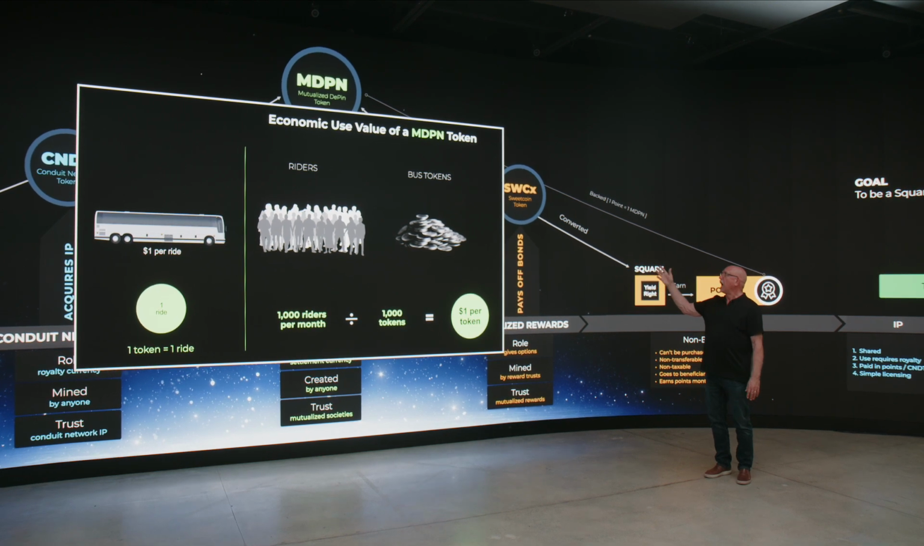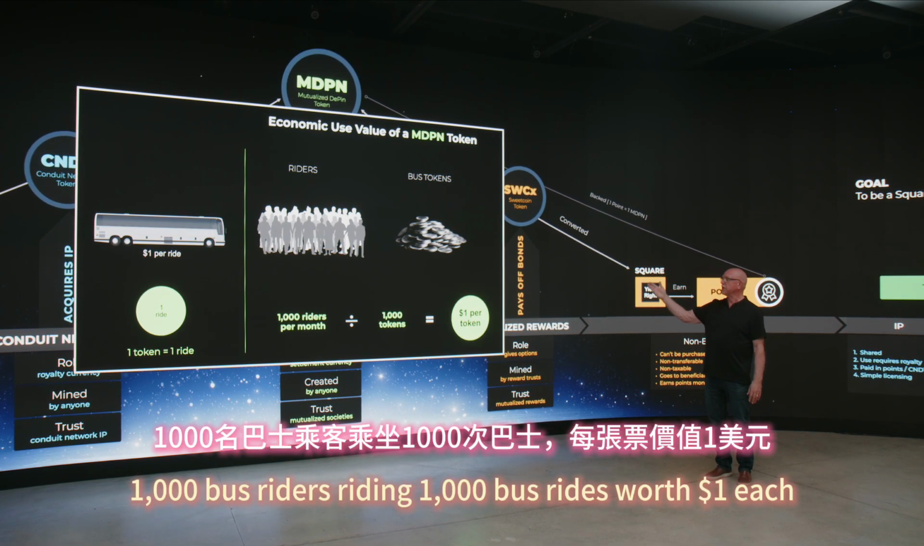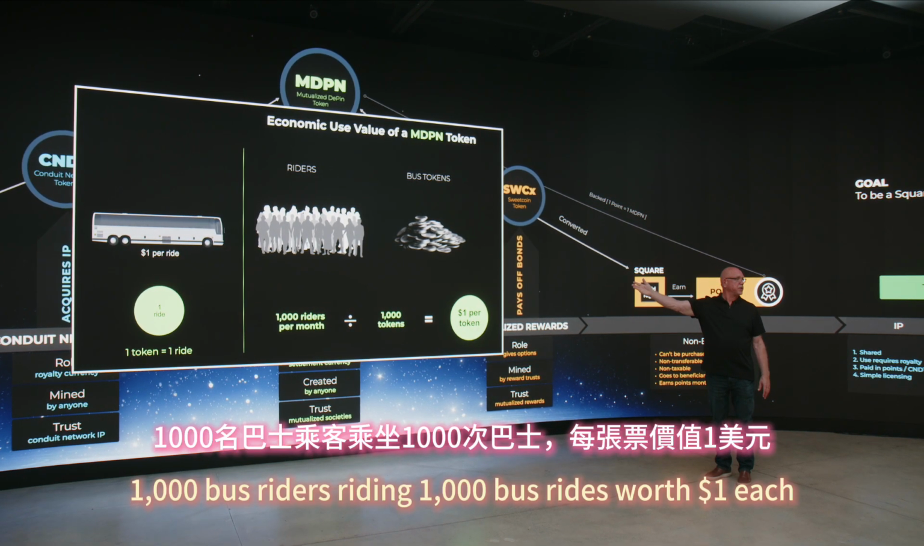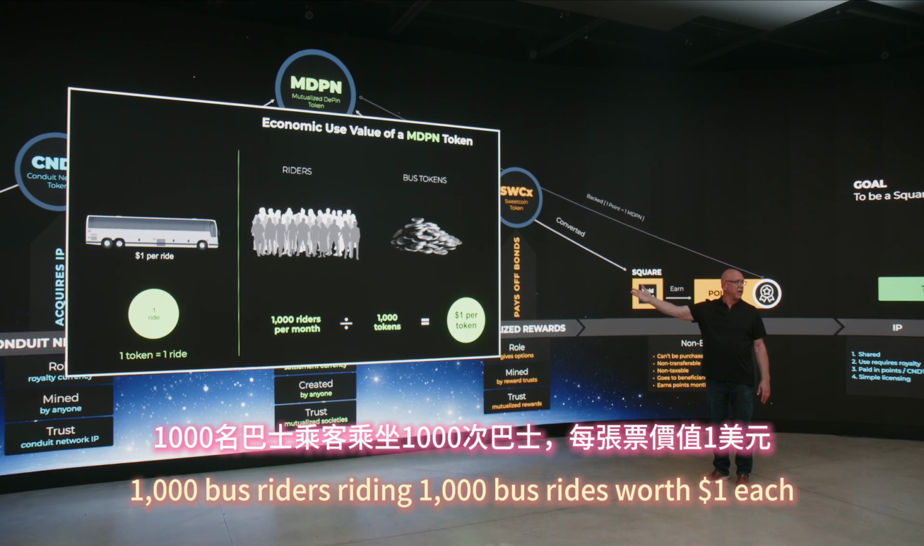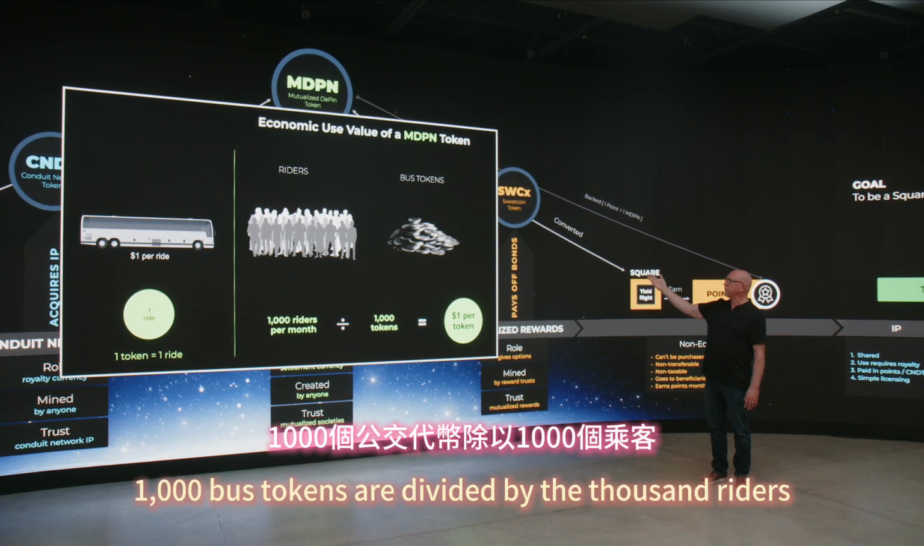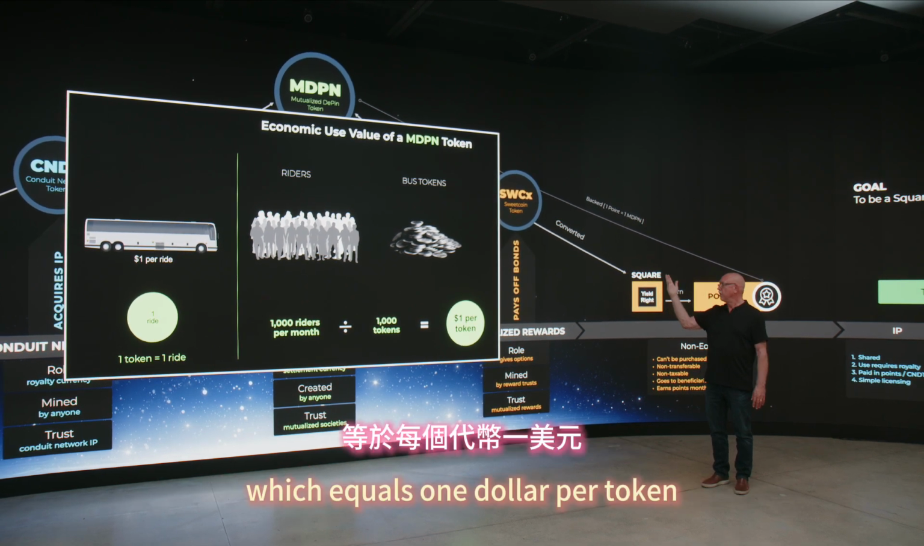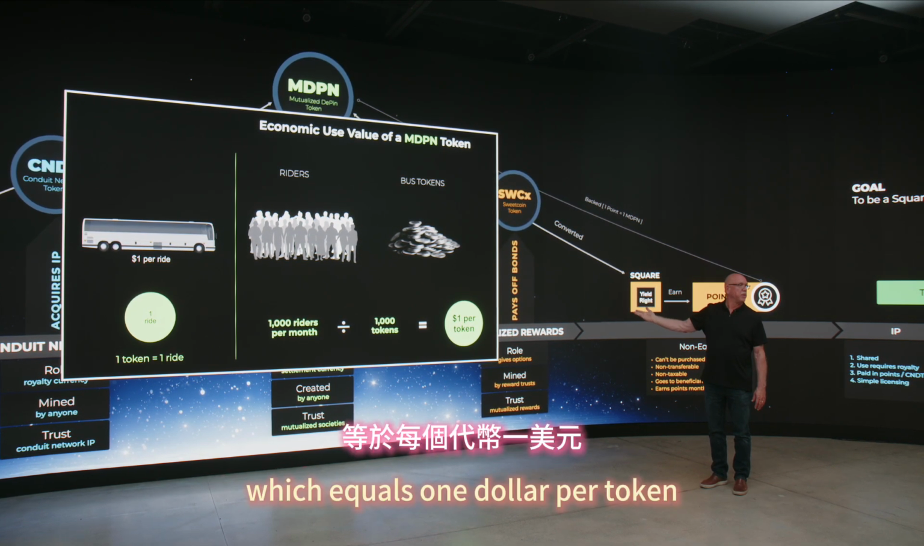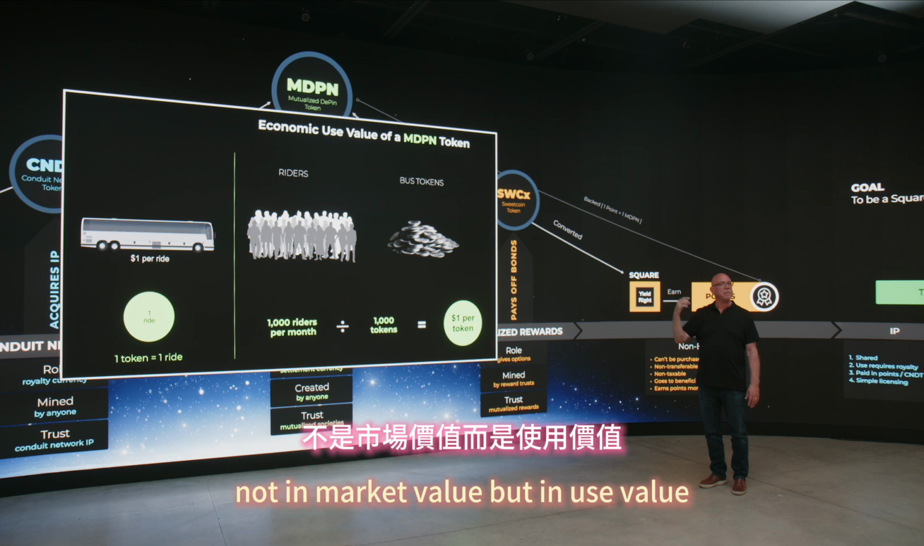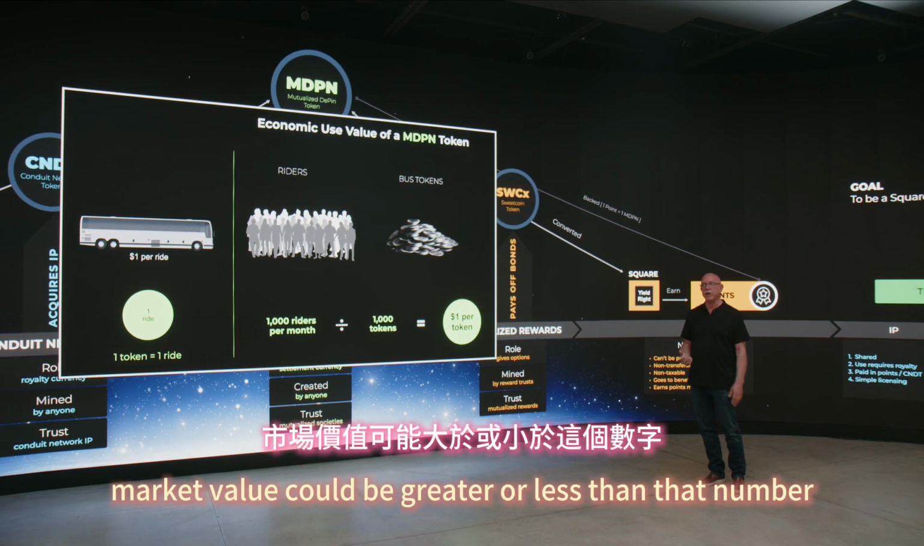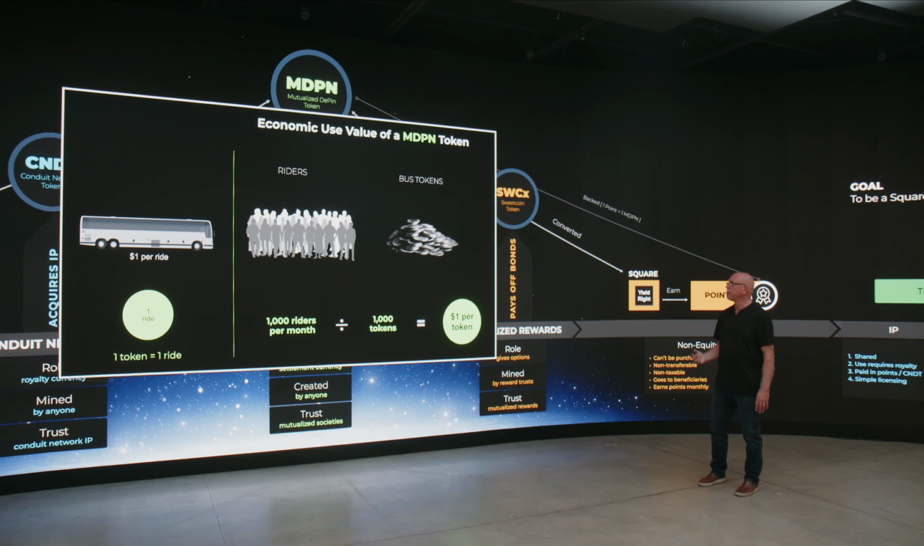Therefore, 1,000 bus riders riding 1,000 bus rides worth $1 each means that 1,000 bus tokens divided by the 1,000 riders equals $1 per token. Not in market value, but in use value. Again, market value could be greater or less than that number.